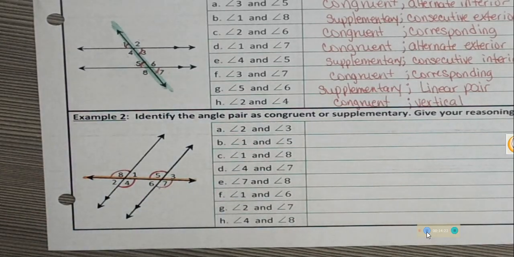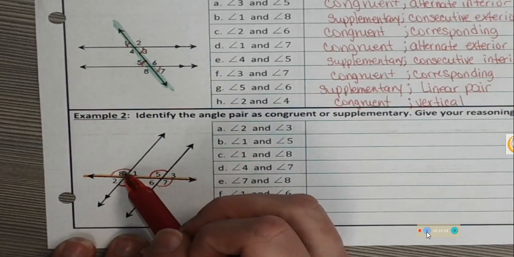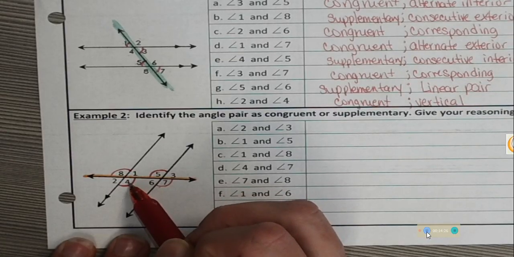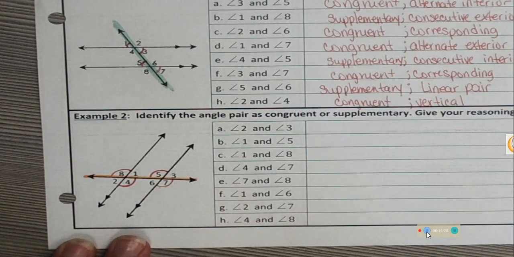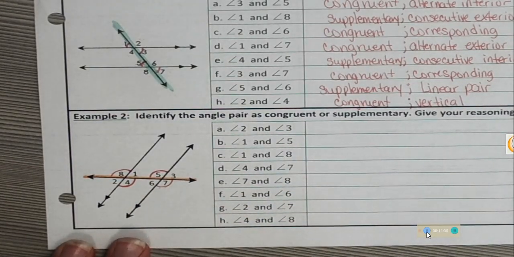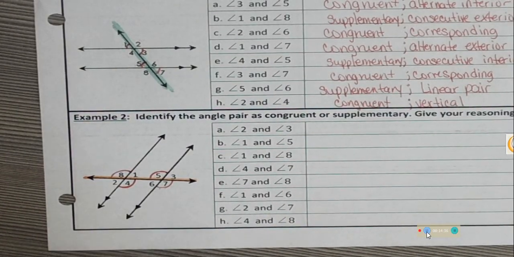So you pick an angle and you zigzag. You jump across the transversal back and forth. Those are equal. So now that's going to make it a whole lot easier to figure out if two things are equal. If they're marked, they're equal to each other. If they're not marked, they're equal to each other. If one is marked and one is not marked, they're supplementary.